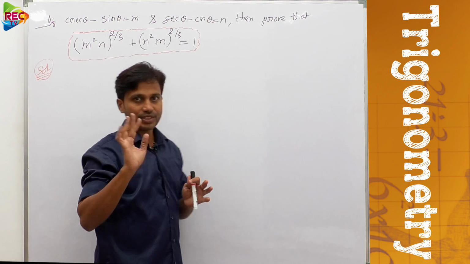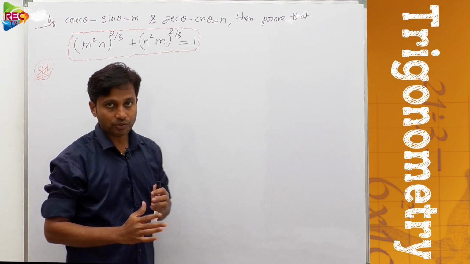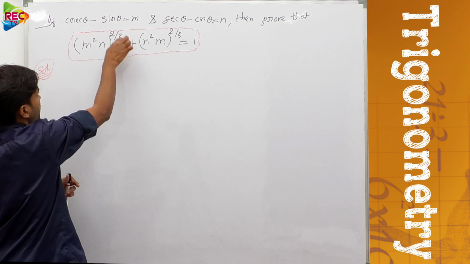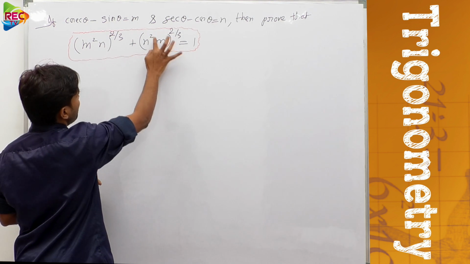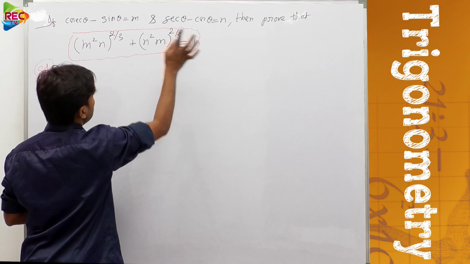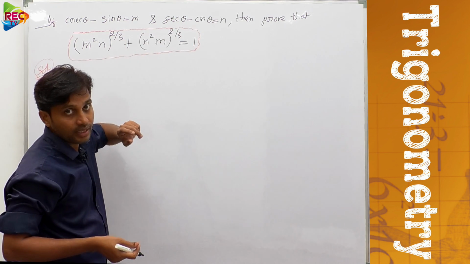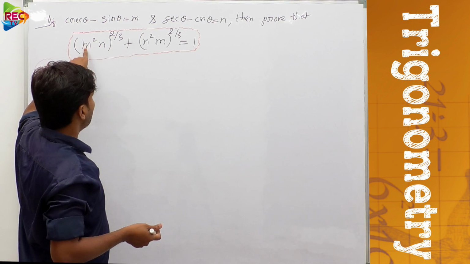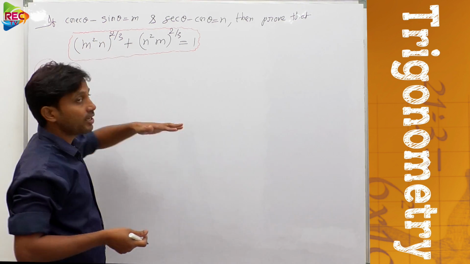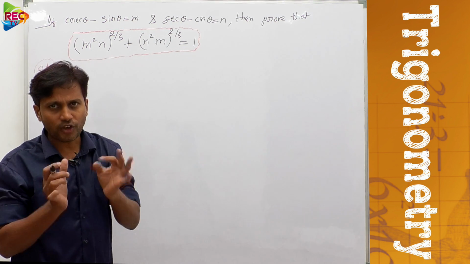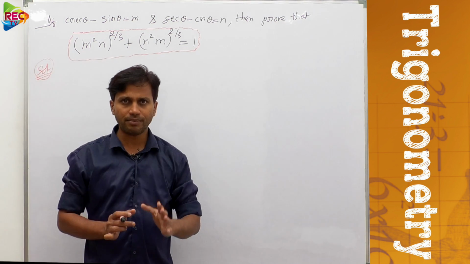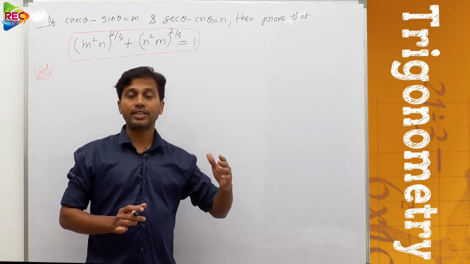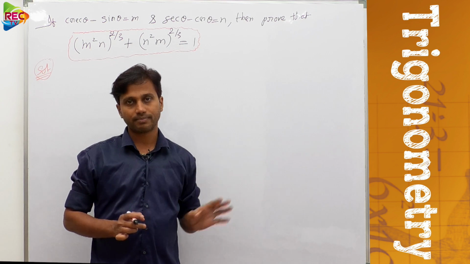These are the two conditions which are given to us, and we are asked to show that (m square n) whole power 2 by 3 plus (n square m) whole power 2 by 3 equal to 1. So this is the LHS part. If you want to find out the LHS part, then you need to find the value of m and n in terms of sin and cos theta. Your first task is to find out the values of m and n in terms of sin theta and cos theta.